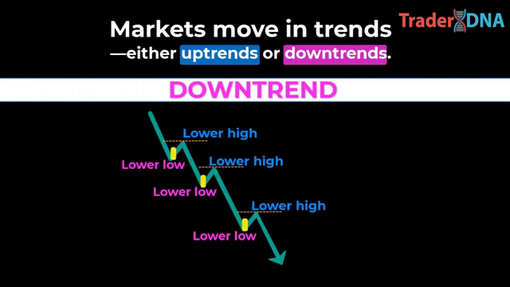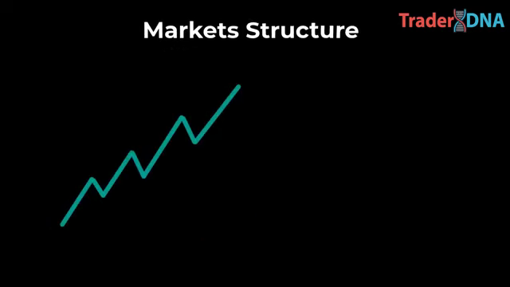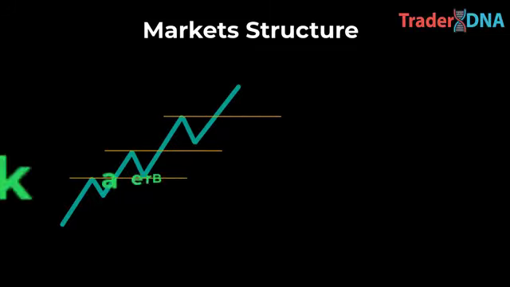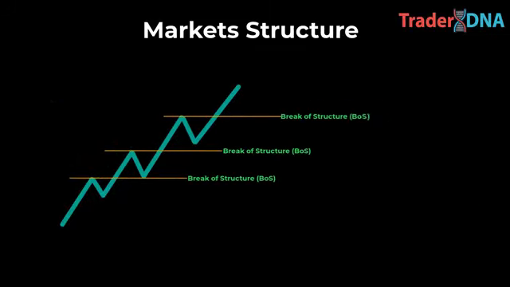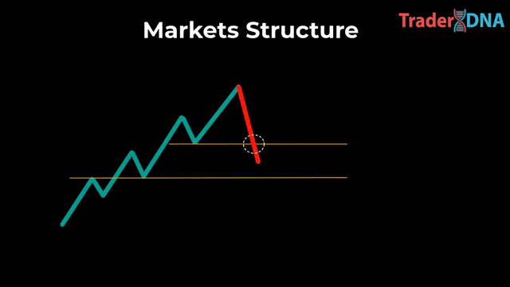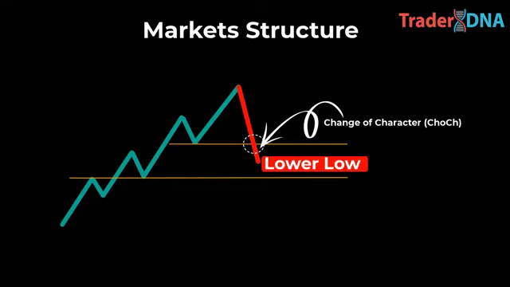In an uptrend, when the price breaks above a previous high and creates a new high, that's called a break of structure. But trends don't last forever. Eventually, the market will change direction. This shift happens when the price breaks below a previous low and forms a lower low. This is known as a change of character because it signals a shift from an uptrend to a downtrend.